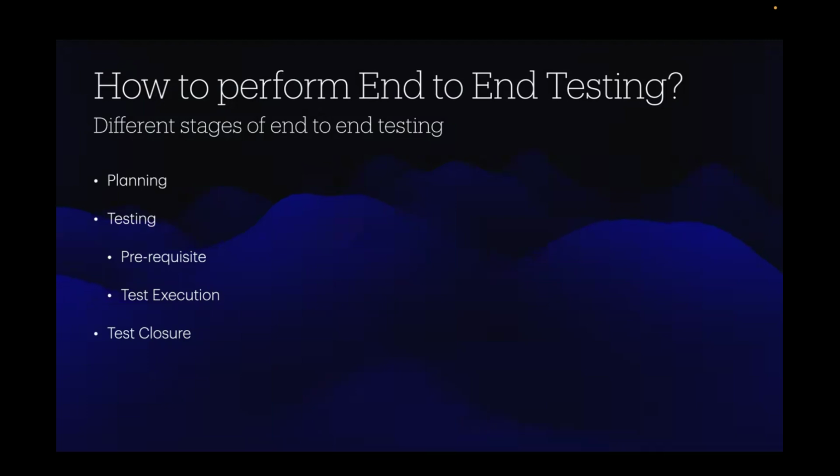Talking about the different stages of end-to-end testing, there are three different phases to perform end-to-end testing. The first phase is planning, then we have the testing, and then finally test closure. In the testing phase, we have two subphases that are prerequisite and test execution. In the next slides, we will be talking about these stages one by one in detail.